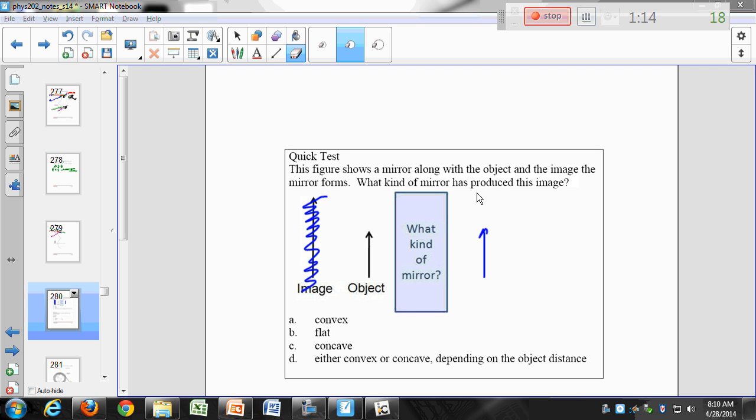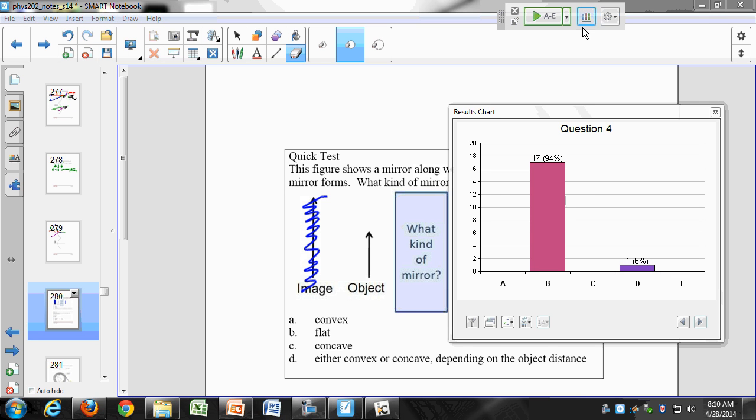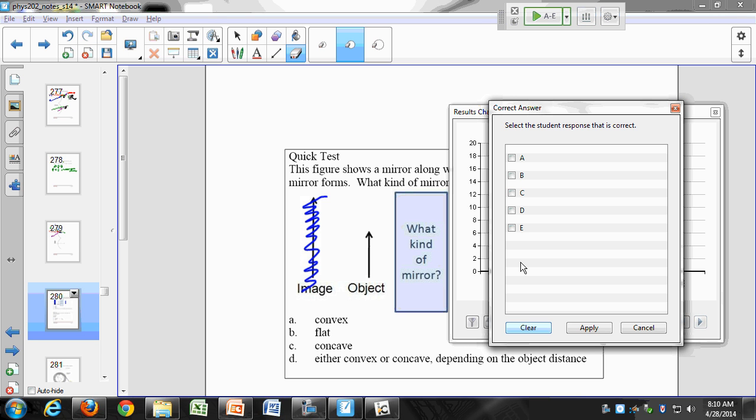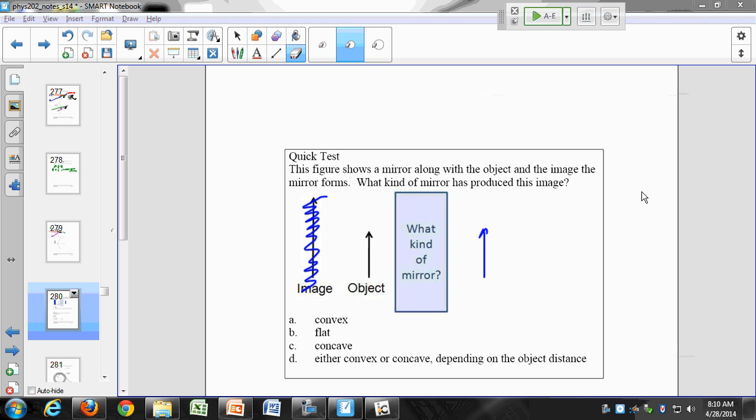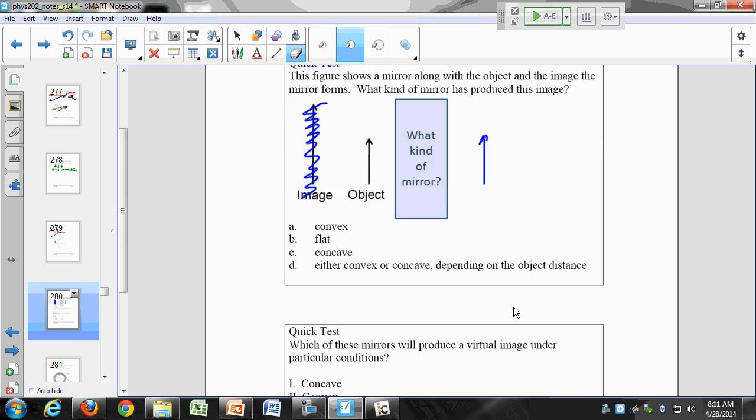All right, just a few more seconds. Okay, very good. This is a flat mirror. And the reason I know this is because it's the same size as the object, first of all, and then also it's equidistant. The q is equal to negative p. All right, let's go to this next one.